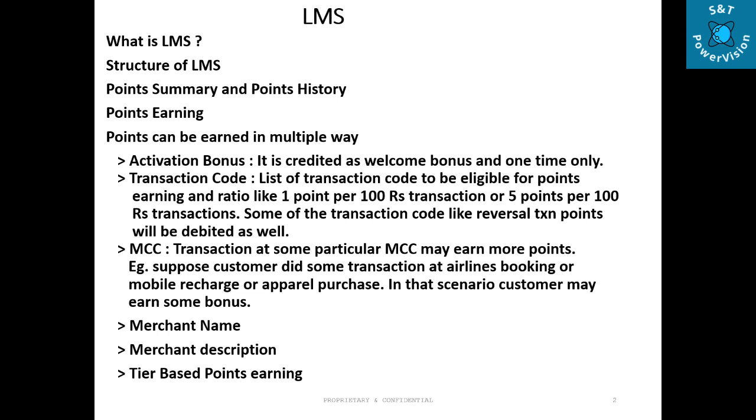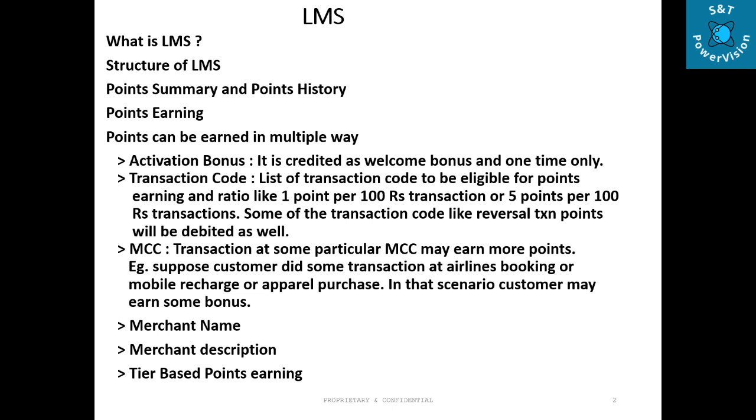Next is the merchant name. Suppose the business says that for a particular merchant, where you are doing the transaction, they will maintain some merchant number, and you will earn some more points. That is called the merchant number. Next is the merchant description. It also happens that they have given some merchant description like lifestyle, Shoppers Stop or Reliance. If you are doing transactions at those kinds of shops, then you will also get some points. Next is the tier based points earning.